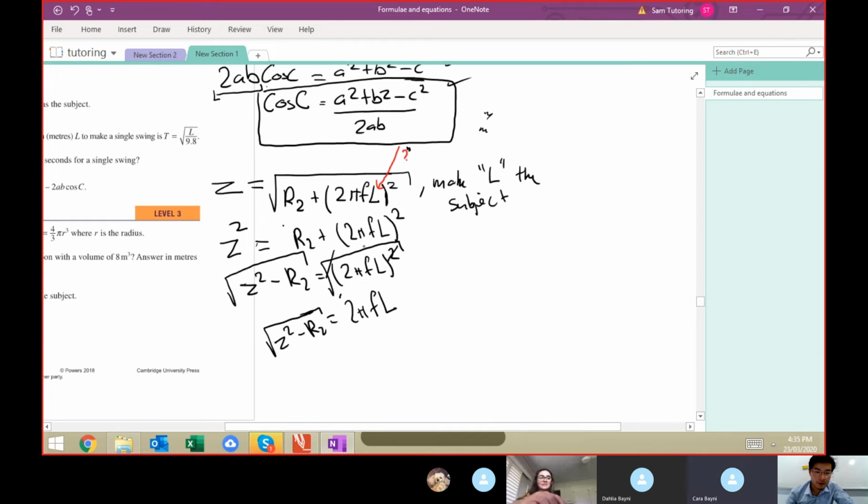What is 2πF doing to the L? What is this expression doing in front of it? Timesing it. Yep, that's it. So what's opposite of timesing? Divide. And you're done. Your final expression results in L equals the square root of z squared minus r2, all over 2πF. And you're done.